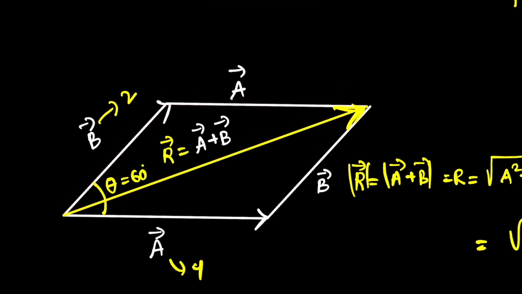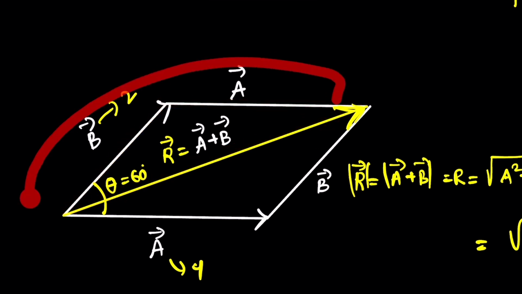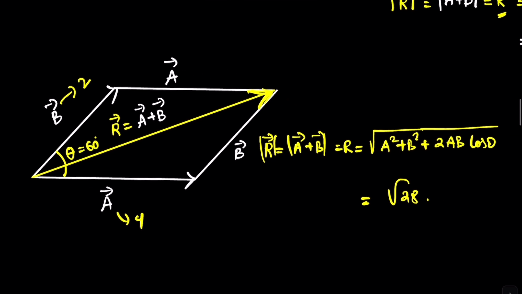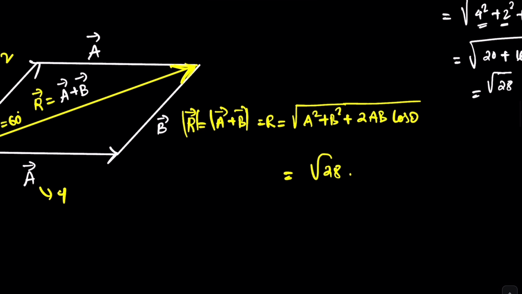So the parallelogram law's diagram contains the triangle law's diagram, which is why they are giving the same answer. So whichever method, triangle, parallelogram or hybrid, that's your choice. Which one you feel much easier according to the question, that you can choose. Okay, that's about the parallelogram law, the tail method.